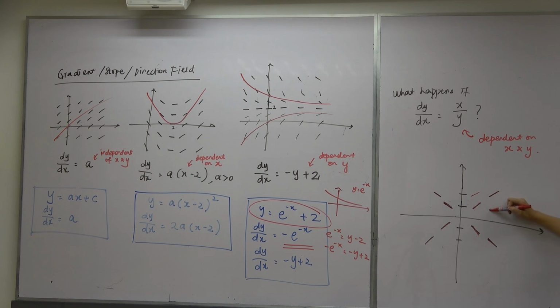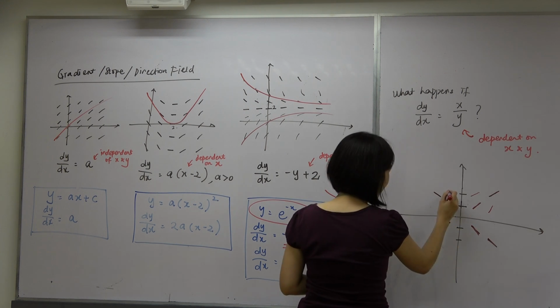And what about this point? This point would give me x equals 2, y equals 1, hence I'll be getting a gradient of 2, and a gradient of 2 means it should be steeper than the gradient of 1 earlier, hence I'll be drawing something like that. Maybe this is a bit too much, okay, like this. And we'll do the same to the rest of the points.